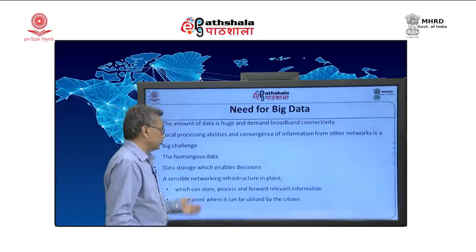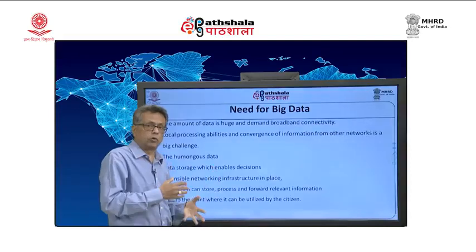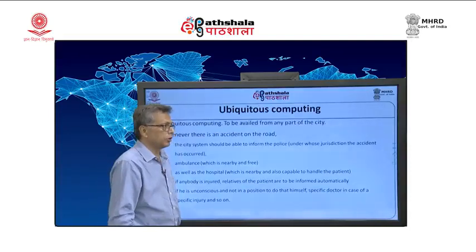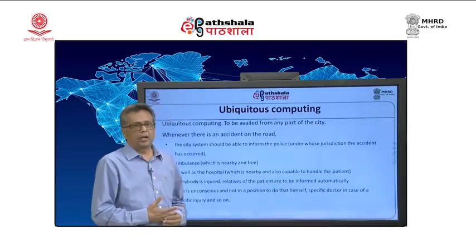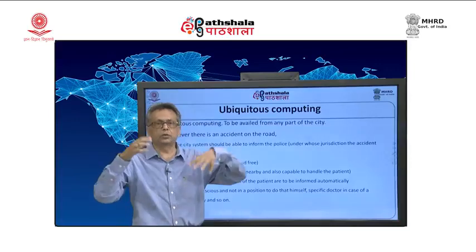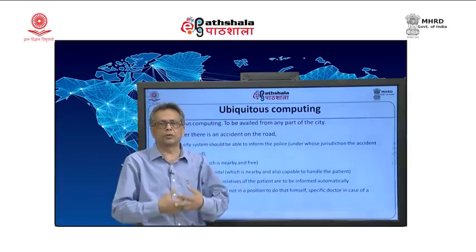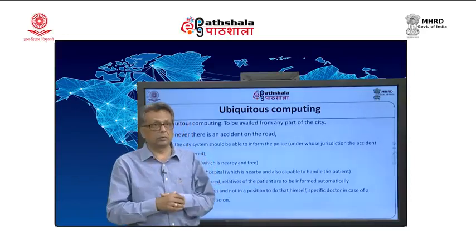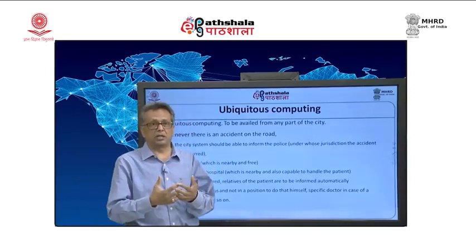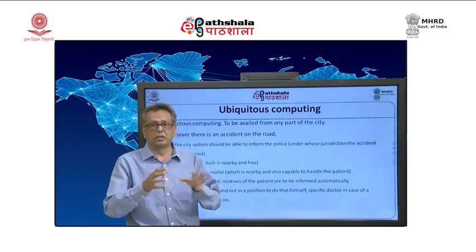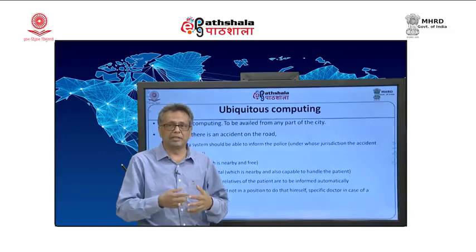So, you need this information stored, and you need the infrastructure to process all this. So, it is a huge challenge. And ubiquitous computing is also needed. Ubiquitous computing means that you will be able to access these services from any place in the city. Now, that is not easy. So, the coverage, and you should make sure that every citizen is getting the benefit, and the coverage of such a network should be everywhere.